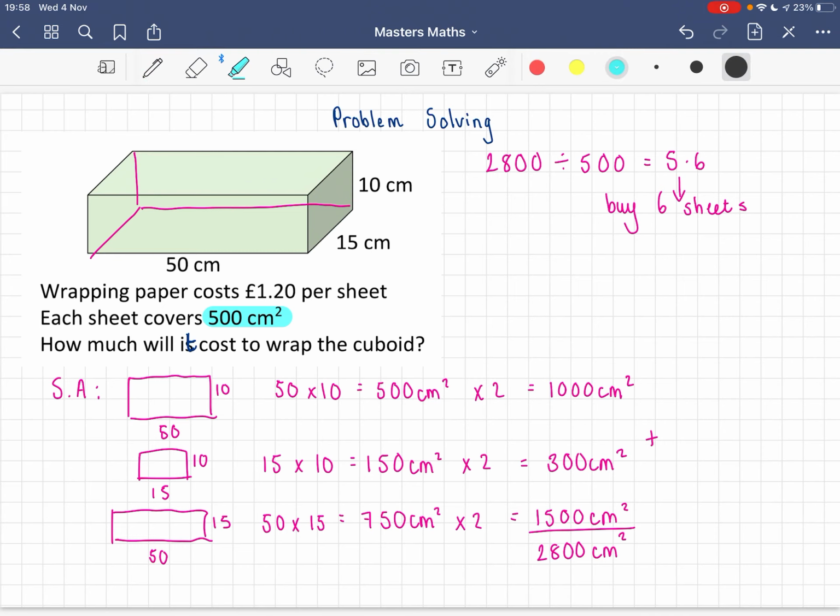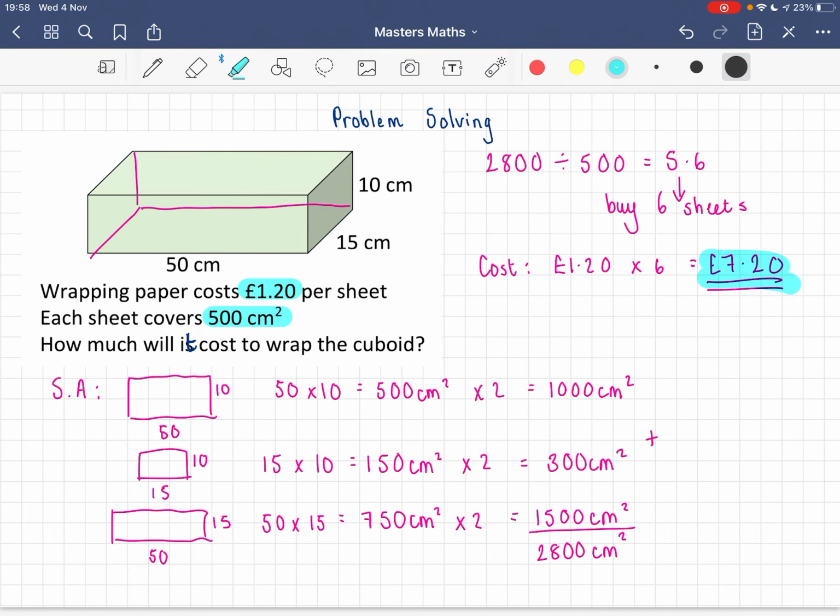We know they cost £1.20 each, and we're buying 6 of them. So to find the total cost, we need to do £1.20 multiplied by 6, which is £7.20. And that is your final answer. It will cost you £7.20 to wrap the whole box with the wrapping paper.